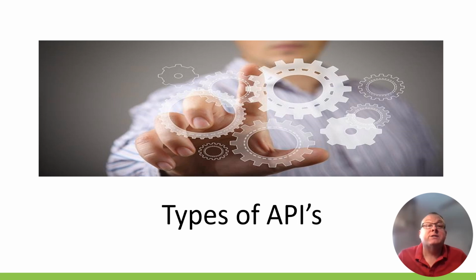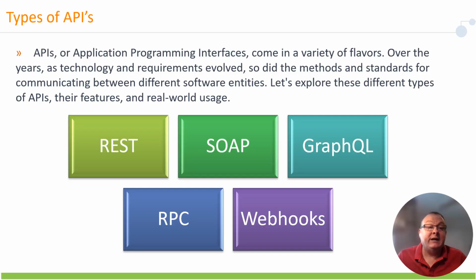Today, we are going to discuss the different types of APIs. APIs, or application programming interfaces, come in a variety of flavors. Over the years, as technology and requirements evolved, so did the methods and standards for communicating between different software entities. Let's explore these different types of APIs, their features, and real-world usage.